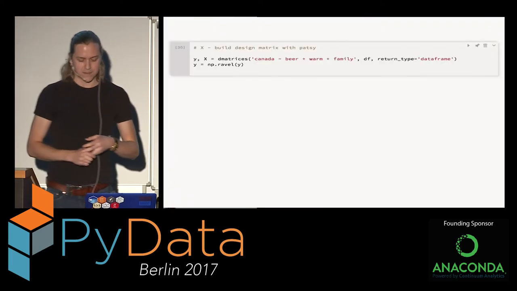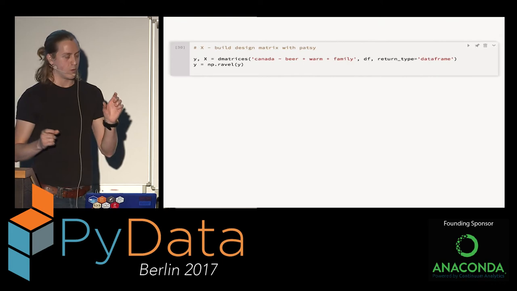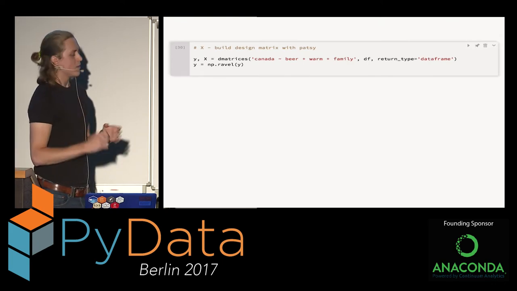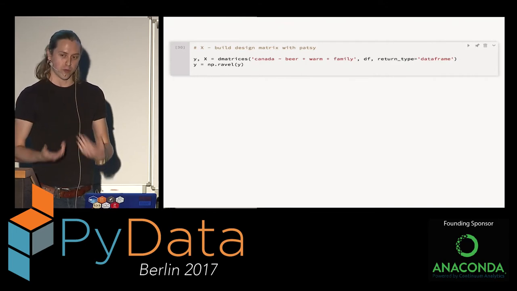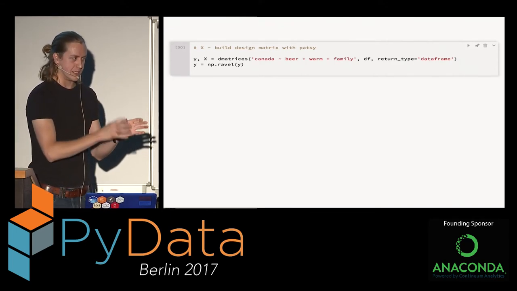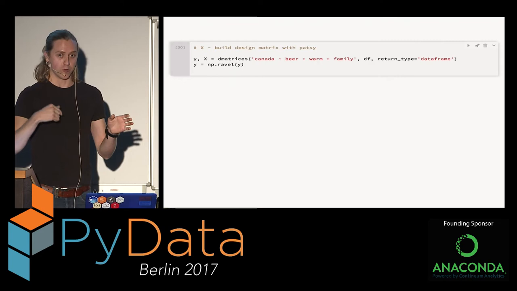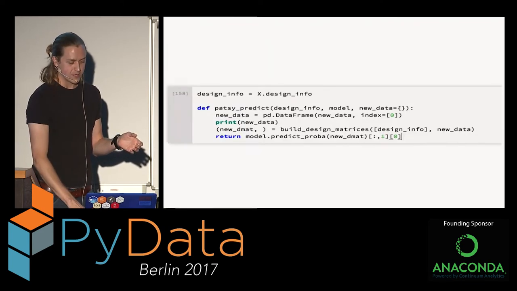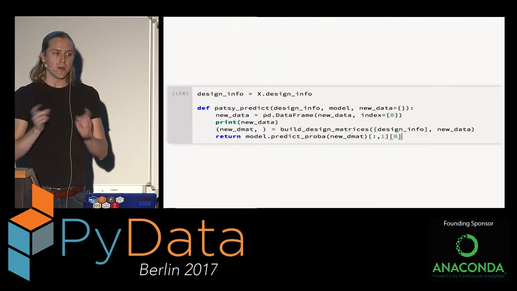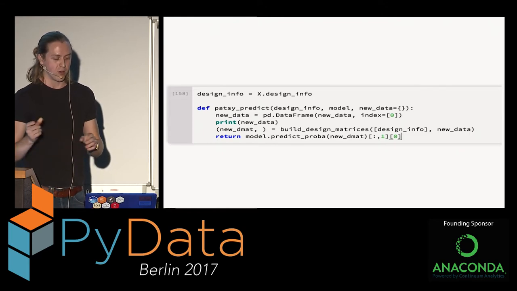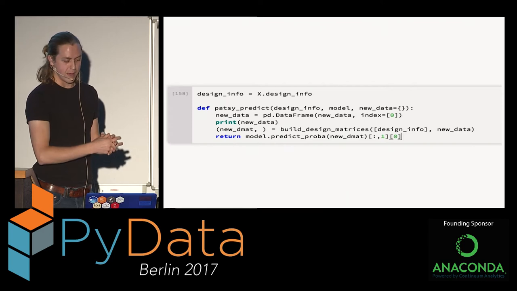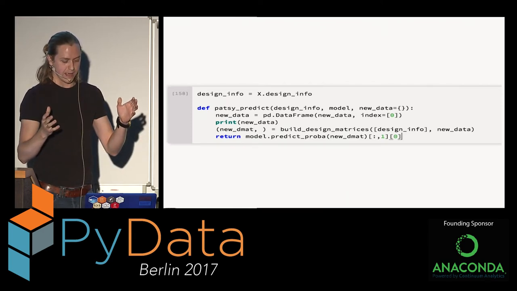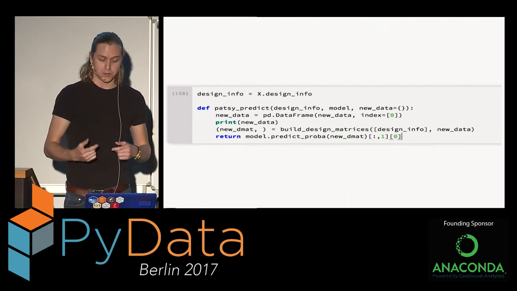So going back to the Patsy example, when we were actually building the design matrices, Patsy was doing a lot for free. It was creating the matrices, but it was also dealing with the categorical variables for us. And so when we actually want to predict on top of this stuff, we need to call design_info from the X array and actually start to build out a function so that we can predict on top of that.